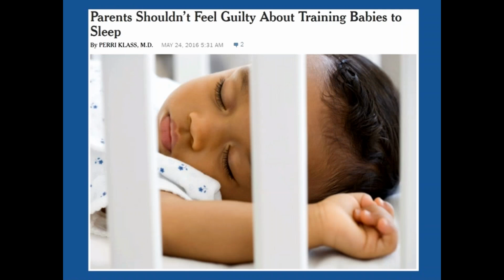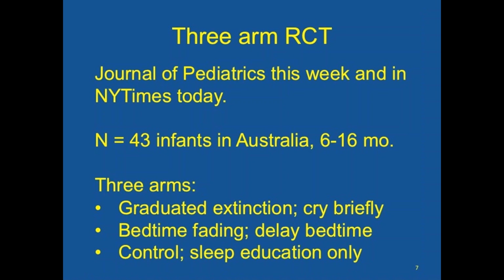And so it definitely caught my eye this morning when the New York Times had this headline that parents shouldn't feel guilty about training babies to sleep. It was a 3-arm randomized controlled trial published this week in the journal Pediatrics. It had a small n, so although the headline has quite big claims, I'm going to hedge that with saying 43 children here, aged 6 to 16 months. It was a 3-arm trial.